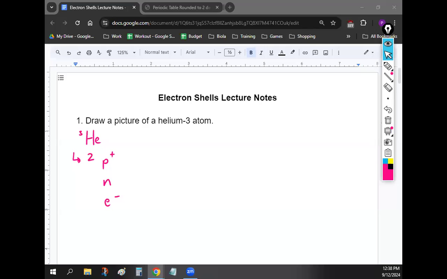Okay, so helium has 2 protons because the number on top of the box for helium is 2. Yes.